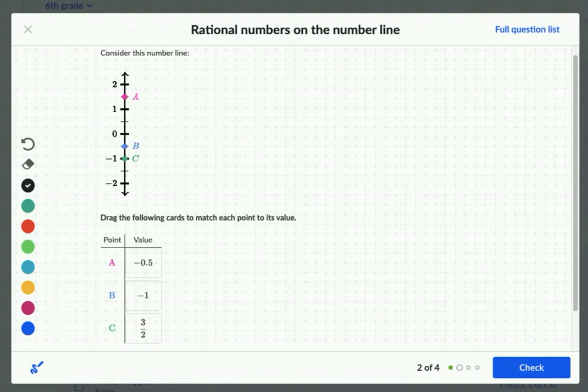Okay, for this example, we are given a number line. It looks a little different from the number line we looked at before because normally it goes left to right and this one's going up and down like a thermometer, but it follows the same rules. You need to drag the following cards to match each point to its value. So A should be matched up to its correct value, B and C. Go ahead and pause the video and try it on your own first.